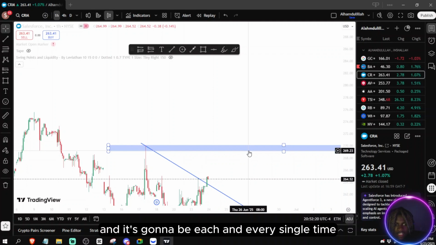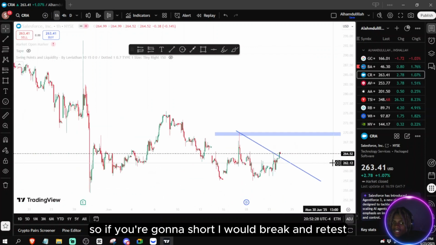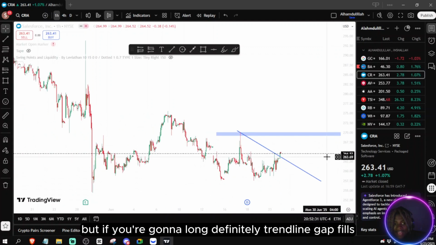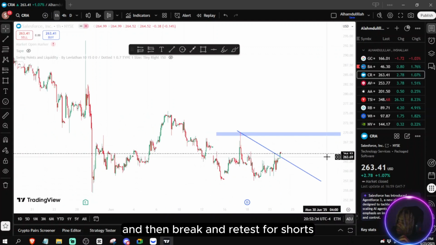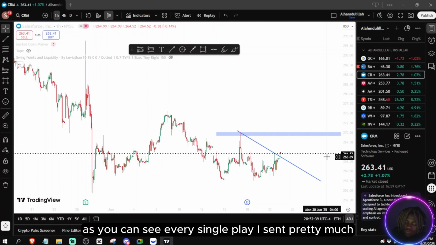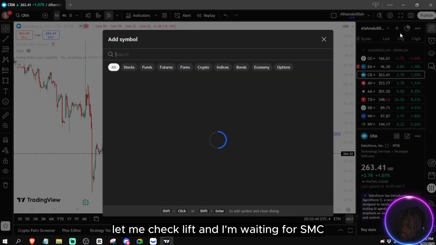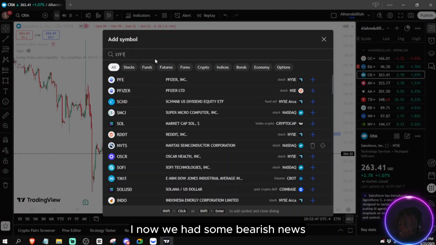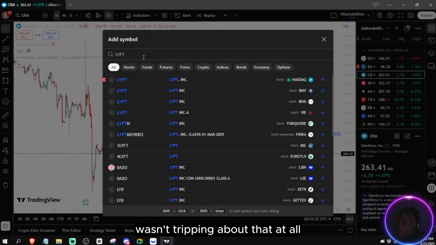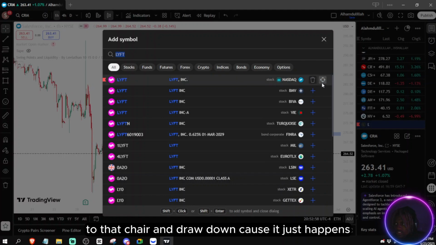And it's going to be each and every single time. We can go ahead and just continue to farm this over and over again. So if you're going to short, I would break and retest. But if you're going to long, definitely trend line gap fills. Trend line gap fills and then break and retest for shorts. And as you can see, every single play I sent pretty much is that take profit or has worked out. Let me check Lift. And I'm waiting for SMCI now. We had some bearish news, but we recovered 2 points really fast. So I expect that to go back up quickly too. I wasn't tripping about that at all. It's really just about not being emotional that you're in drawdown, because it happens.